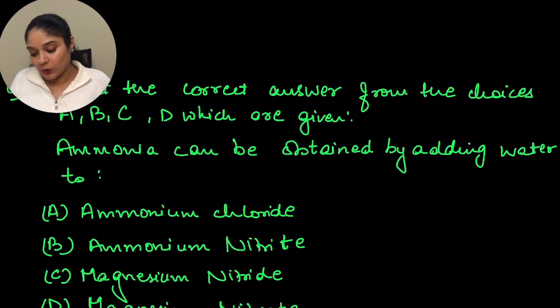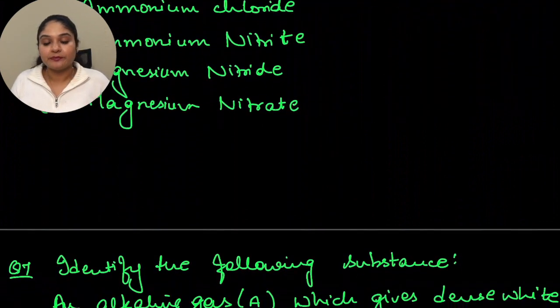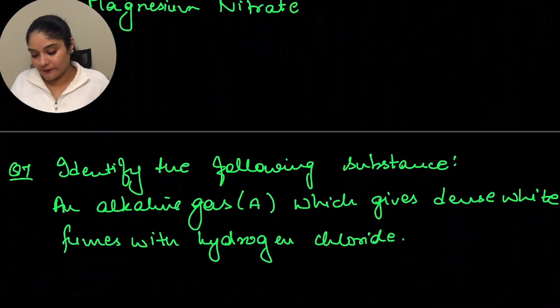So if we take a look at that, in this case, if you look at all the options, your option would be magnesium nitride. So that will be option number C. Let's move ahead to question number 7.